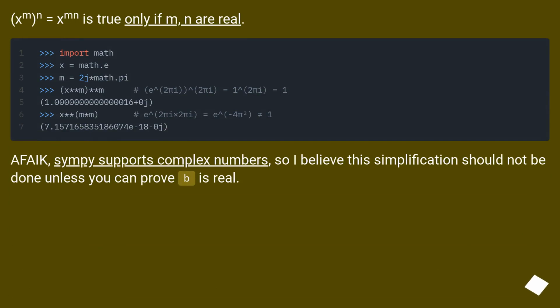(x^m)^n = x^(mn) is true only if m, n are real. As far as I know, sympy supports complex numbers, so I believe this simplification should not be done unless you can prove b is real.